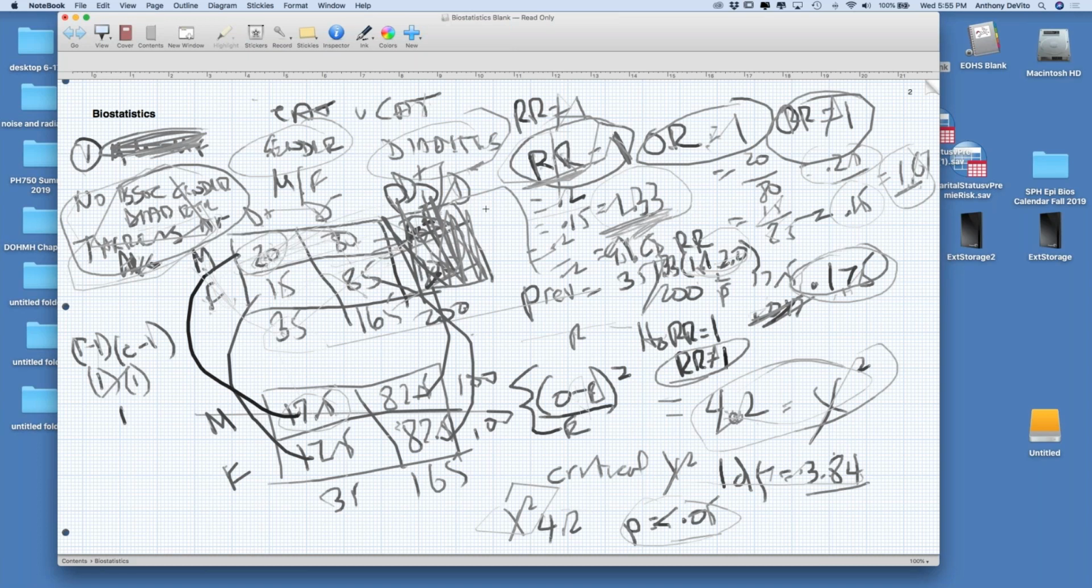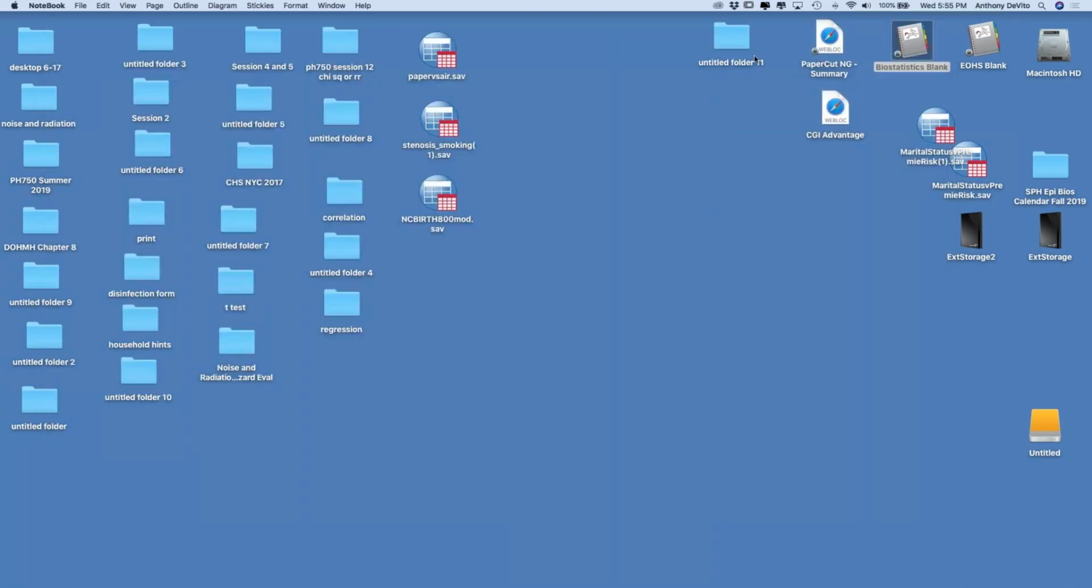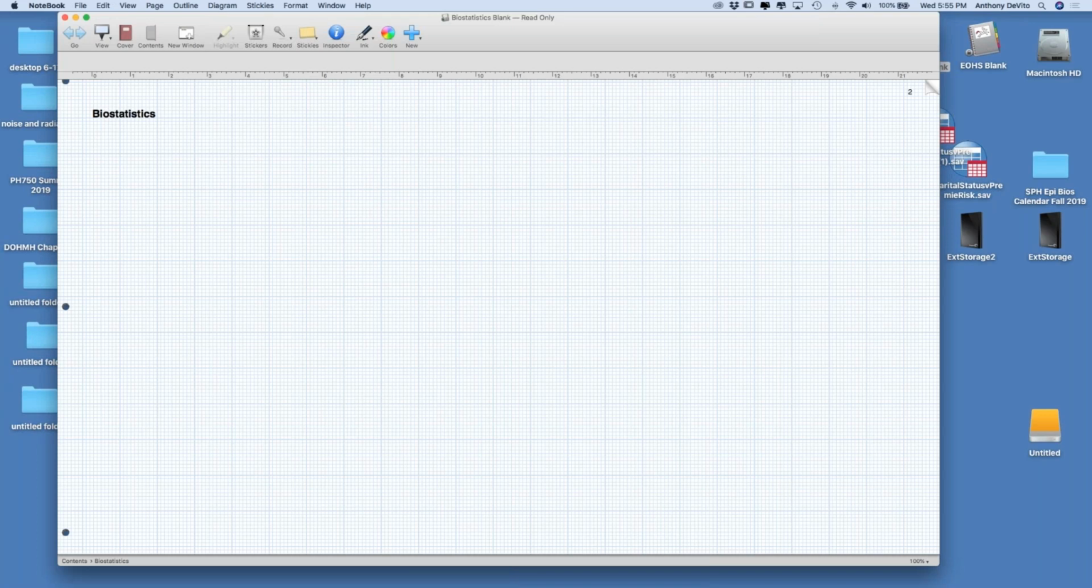Now what else did we look at? We also looked at numerical variables. How can I tell if there's an association between two numerical variables? Let's say height and weight. We want to see if there's an association between height and weight.